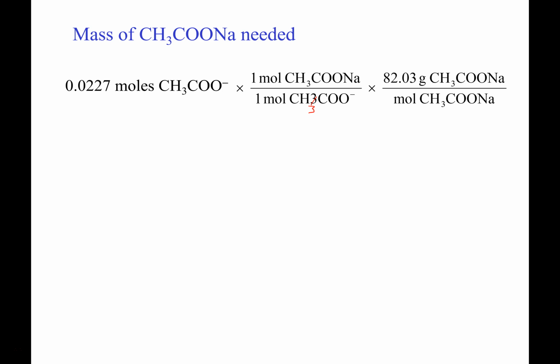And then we can use the molar mass of the salt that we're going to be adding, which if you use the periodic table, you'll come up with 82.03 grams of CH3COONa per 1 mole of CH3COONa. 3 sig figs, drum roll. So that means that you need to add 1.87 grams of the salt, CH3COONa, in order to get the target pH.